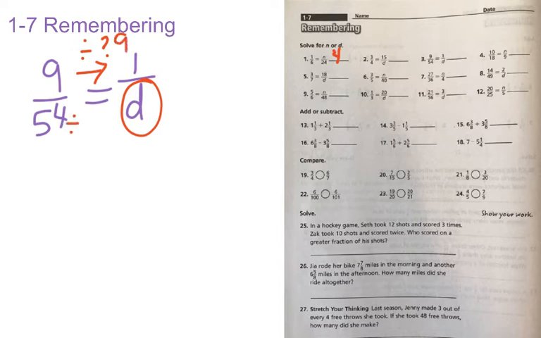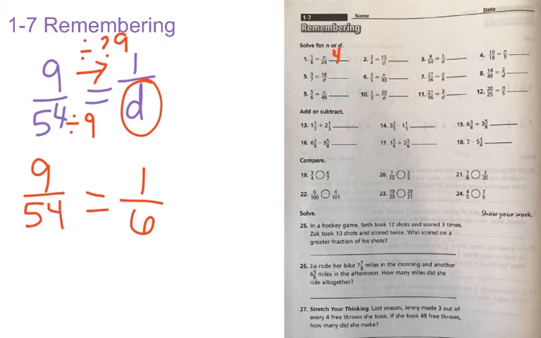So we've got to divide the bottom by 9. And 54 divided by 9 is equal to 6. And so we have 1/6 is equal to 9/54. So your answer for number 3, d, is equal to 6. Your denominator there.